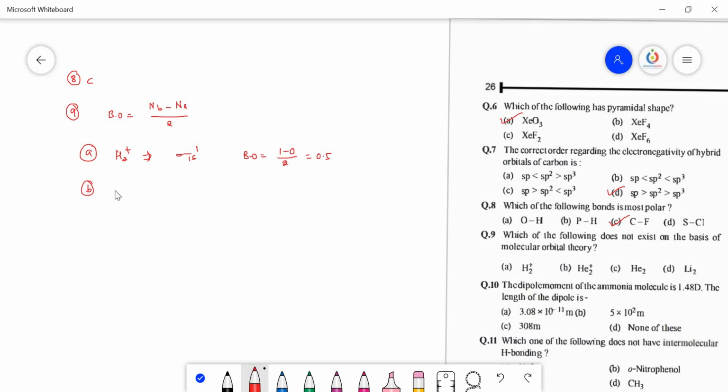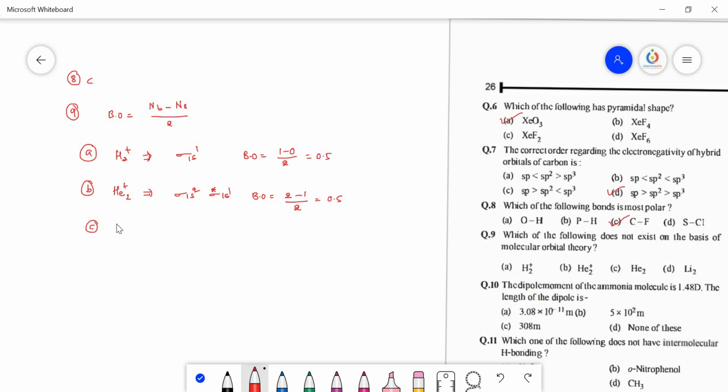And B, He2 plus. In this particular case, helium means 2 electrons, 2 helium means 4 electrons, 4 minus 1 electron, so 3 electrons. They are sigma 1s2, sigma star 1s1. Now bond order is equal to bonding electrons minus anti-bonding electrons, divided by 2. Star orbitals are anti-bonding electrons, non-star orbitals are bonding electrons. So here two bonding electrons are there, anti-bonding electron is 1, divided by 2. So 2 minus 1 means 1, 1 by 2 equals again 0.5. So there is a chance for He2 plus to exist.